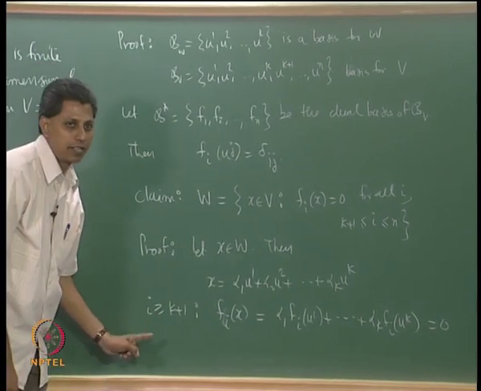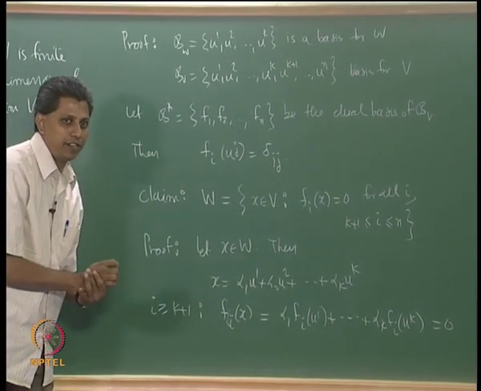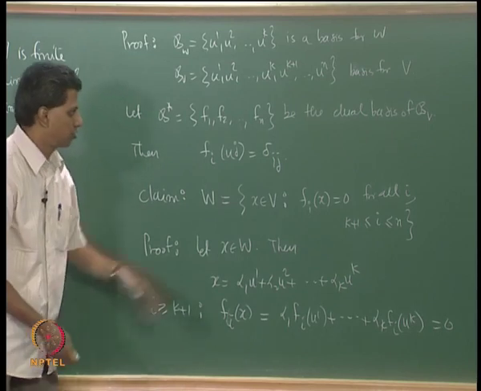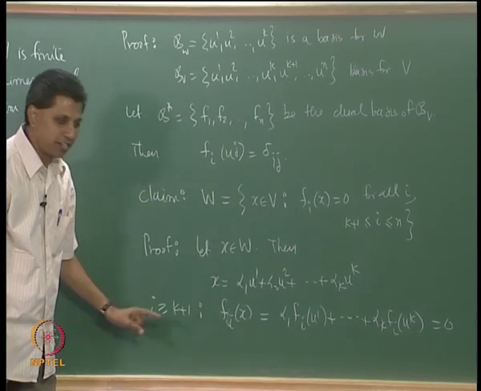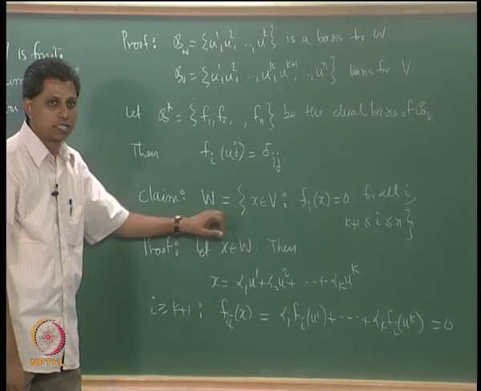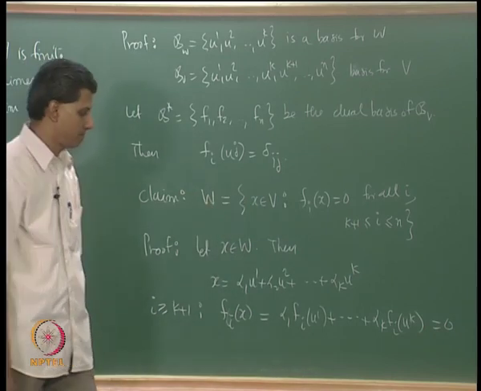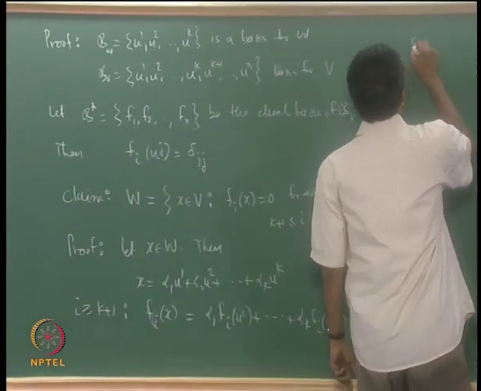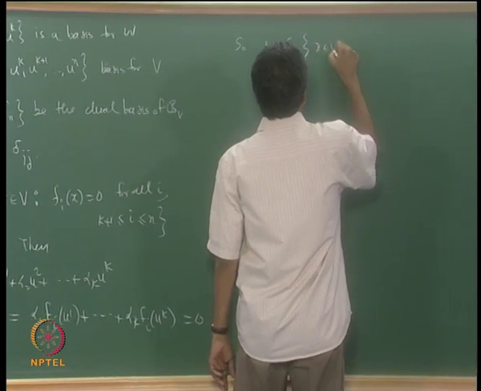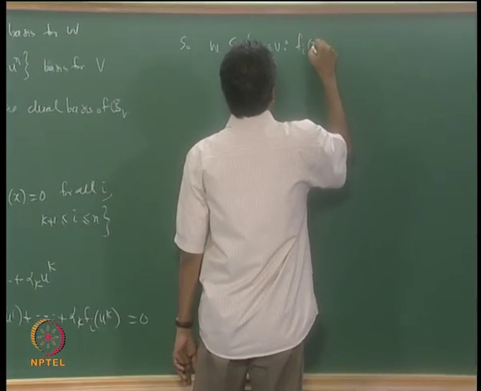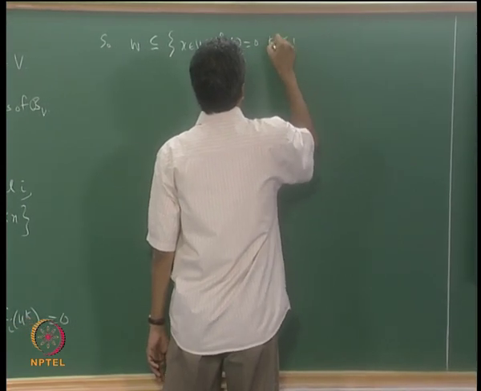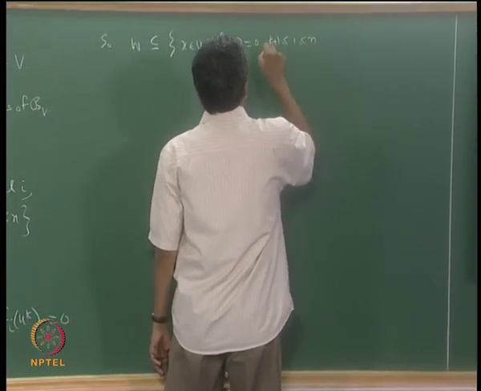I is greater than or equal to k plus 1. So, fi of any uj, when j is less than or equal to k, is 0, that is the definition. So, fi of x is 0. So, what we have shown is that the left hand side W is contained in this subset. W is contained in the set of all x in V such that fi of x equals 0 for all i satisfying this.